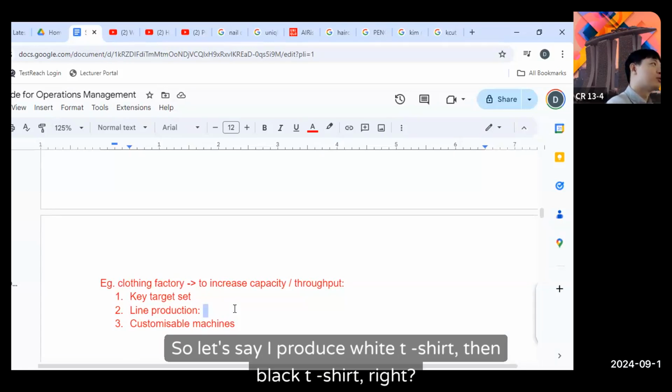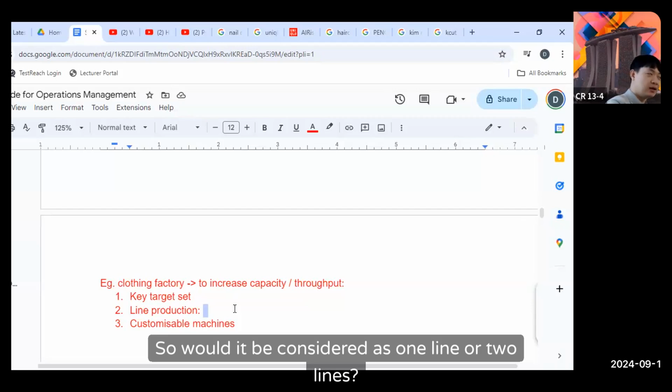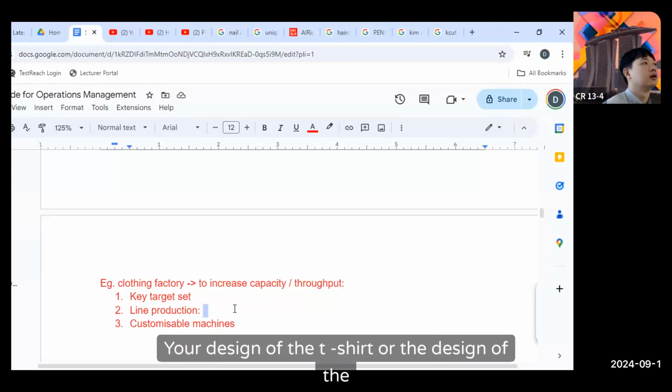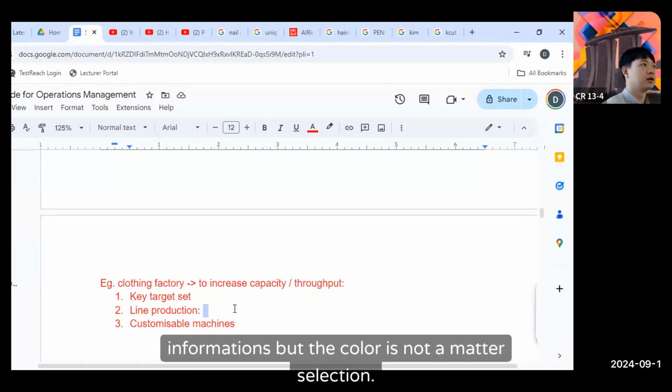So let's say I produce a white t-shirt, then a black t-shirt. Both are t-shirts, so would it be considered one line or two lines? Only one line. All t-shirts, one line. But if it's a t-shirt, then pants, the design of the t-shirt must be similar, and you must be particular with your size and all those tech pack information. But the color is not a matter.